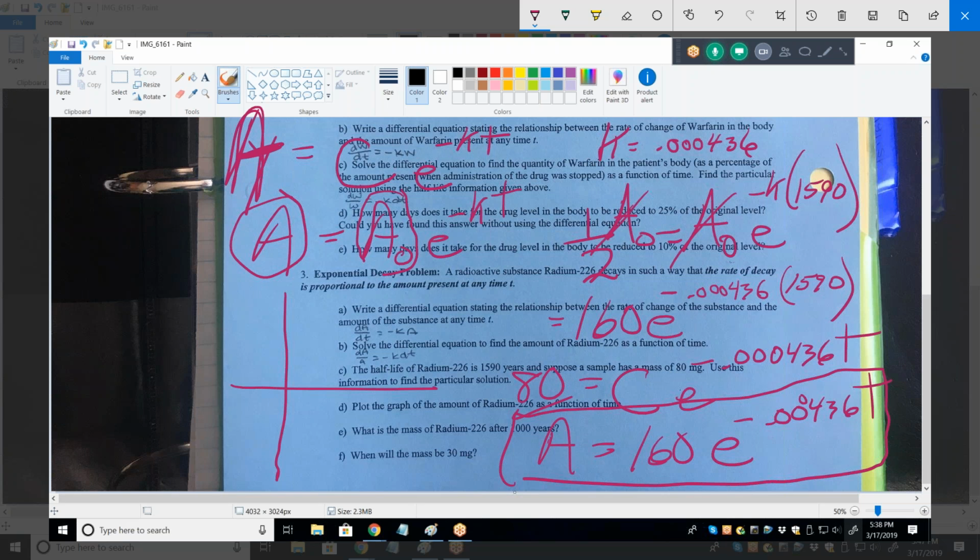Well, here's what we know. After 1590 years, the amount has gone down by half. So the amount was C, it's now half C. So if I'm graphing it, it looks like this, right? And it's still going to keep decreasing by half every 1590 years.